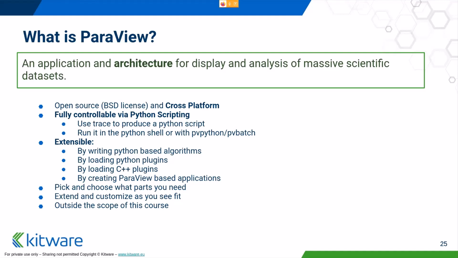And PVBatch is similar to PVPython, but PVPython is an interactive Python interpreter. PVBatch is non-interactive. You have to run it with a script, but it supports MPI. So you can run PVBatch with MPI and basically do the same thing you were doing in Python, but on multiple cores.